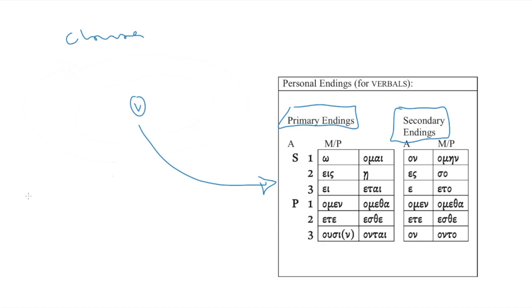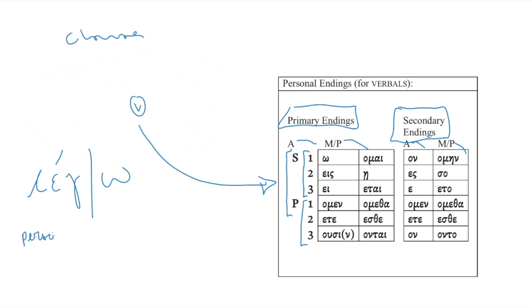So imagine if you had a word like lego. The ending is the omega. Now, this ending is a first person singular form. It's also active. When you look at these paradigms, you've got three different things going on besides primary and secondary. You've got person, which is either first, second, or third person. You've got number, which is either singular or plural. And you've got this thing called voice, which is either active or middle passive. So those are your three properties you're looking at with these finite endings: person, number, and voice.